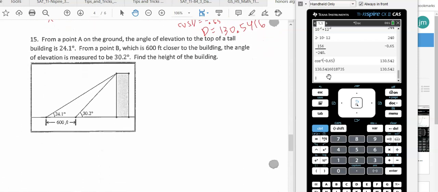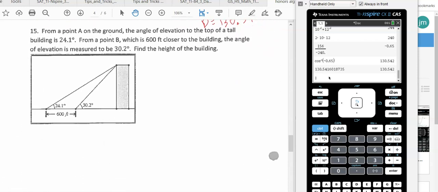Wow, only 15 problems. That means each one's worth kind of a lot on the test. So be aware of that. You want to get each one of these.